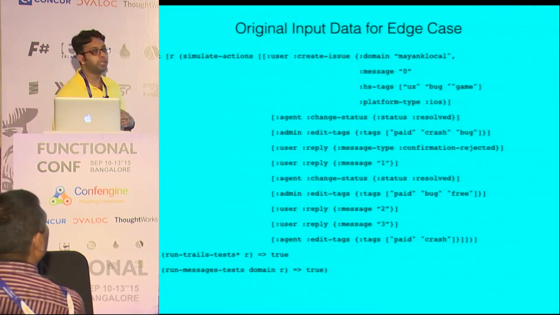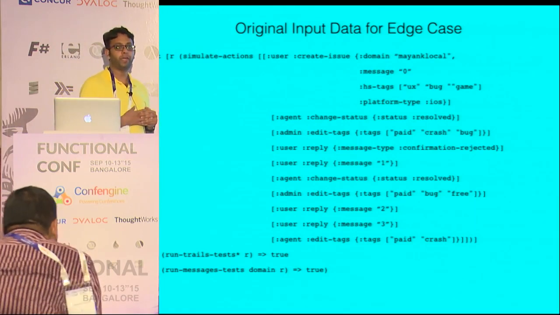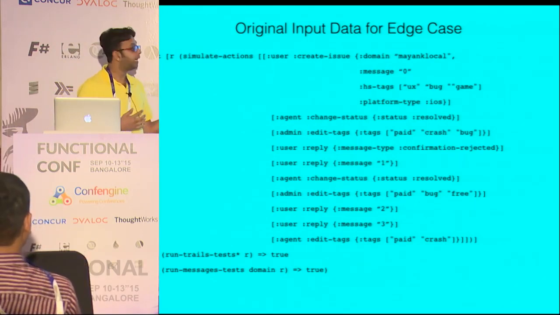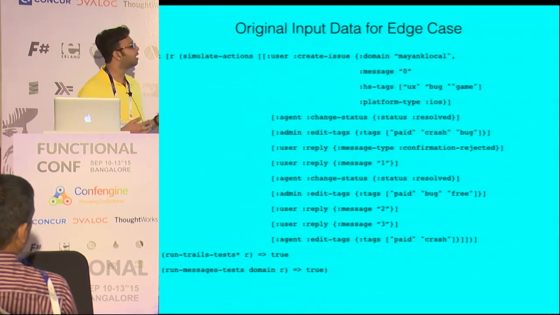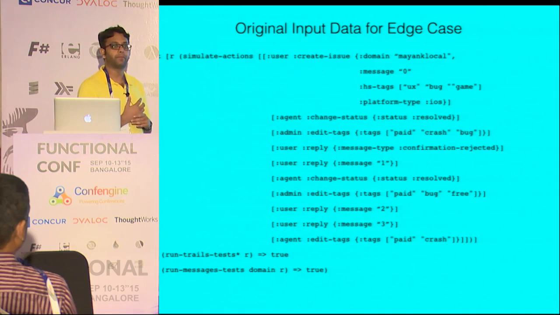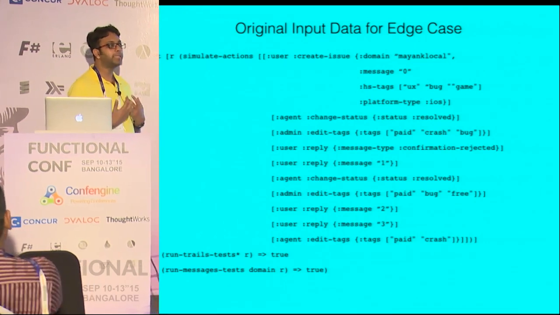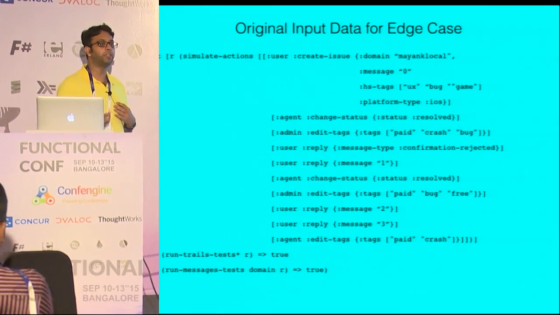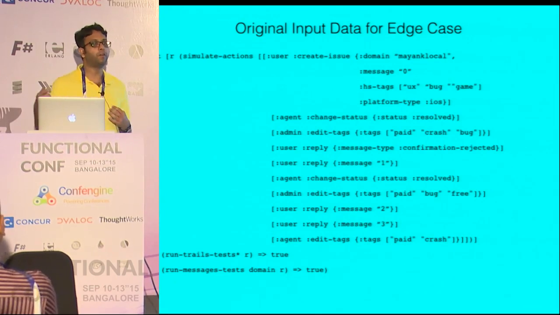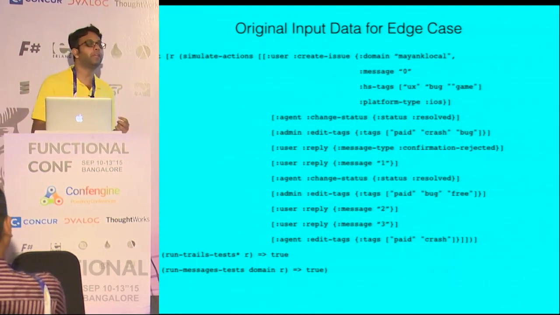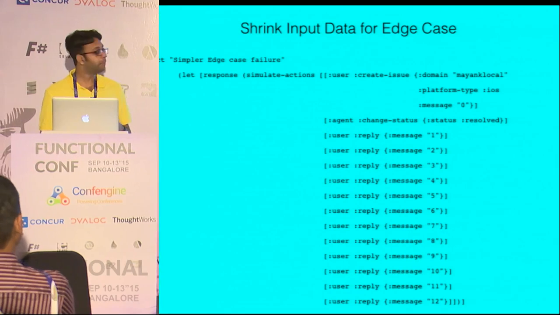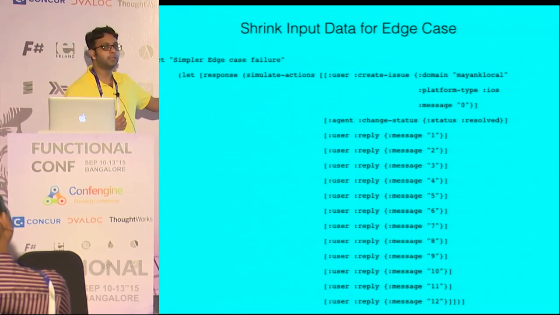So this is the original input data that we got for an edge case as an example. And this is doing a lot of stuff. It's hard for me to understand what part is actually important. So with the DSL, I can either write a function which will do this simplifying of the test case, or I can do it even by hand. After doing it by hand, I realized this is simple enough.